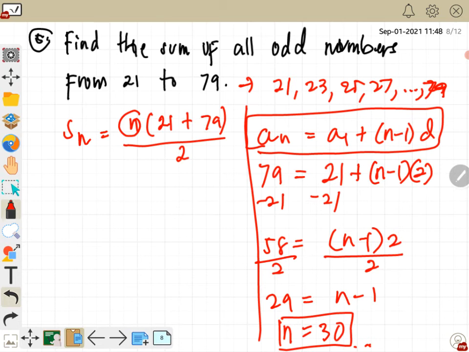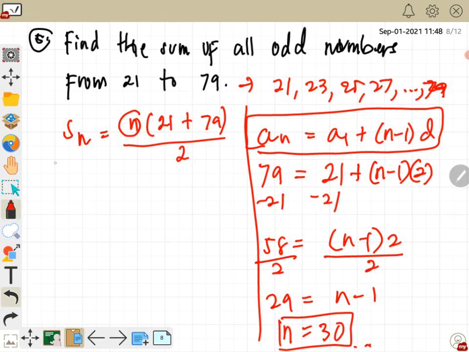If the interval is so close, you can just count it. But if the interval is so long, which is the case for most problems, you need to find the n using this method. So, a sub n is our last term, which is 79. 21 is our first term. Our d, since these are odd numbers, the common difference is 2. So solving for n, we got n equals 30. And n equals 30, in layman's terms, means that there are 30 terms from 21 to 79.